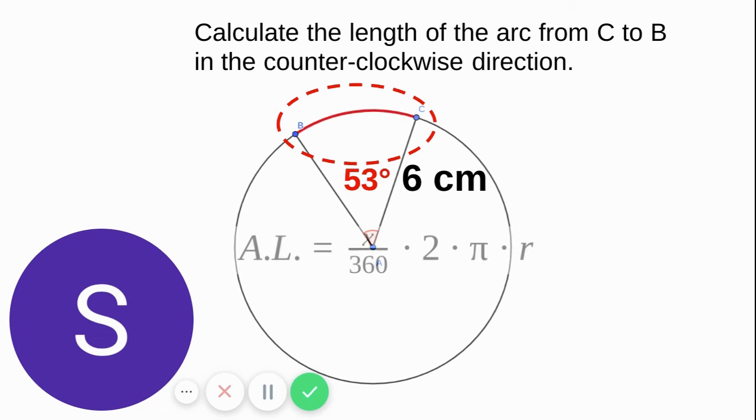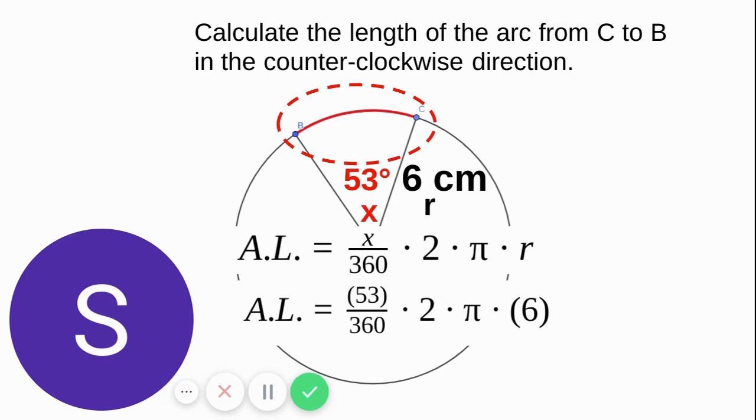All I'm doing is using that particular formula. The arc length is equal to x over 360 times 2 times pi times the radius. I know that x is my central angle right there, that's 53 degrees. And I know that my r is the 6 centimeters. So I'm just plugging these numbers into the formula to obtain the actual arc length. Now that you plug those numbers in, you just multiply them all together, and that tells you the length of that particular piece of the circle.